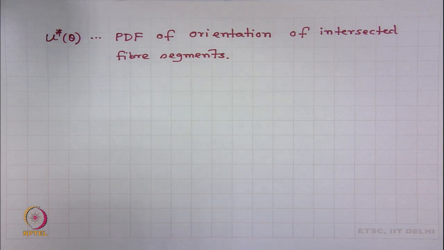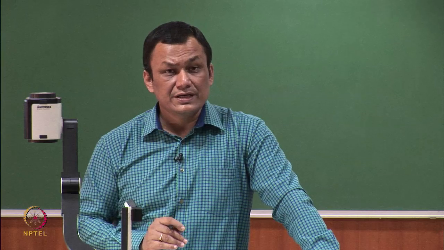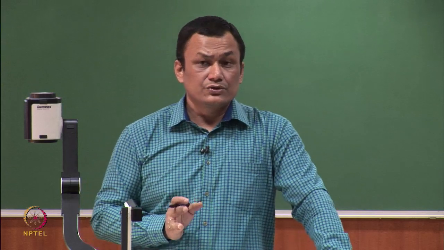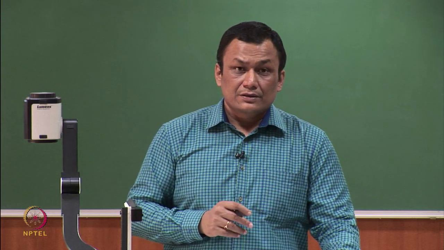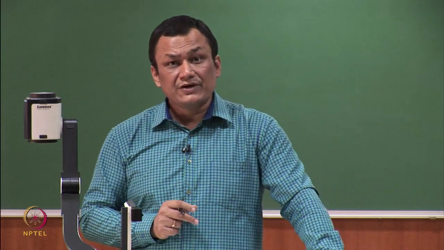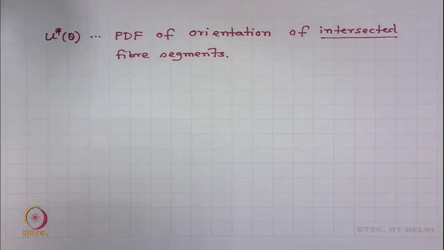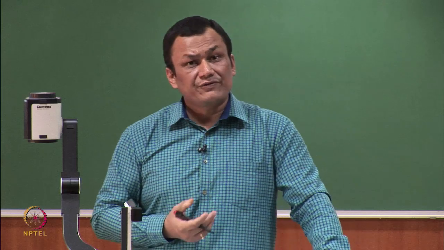Try to understand the difference between these two terms, u theta and u star theta. U theta, as we explained earlier, was the PDF of fiber segment, which will have angle ranging from 0 to pi by 2, non-oriented angle. But u star theta is the PDF of orientation of intersected fiber segment, because all fibers will not be intersected by the sectional planes. There will be only few fibers intersected by the sectional planes, and obviously u theta and u star theta will be different. They are different PDFs.